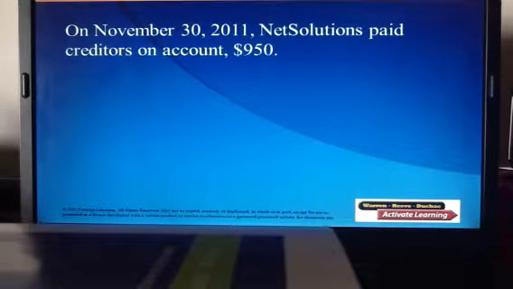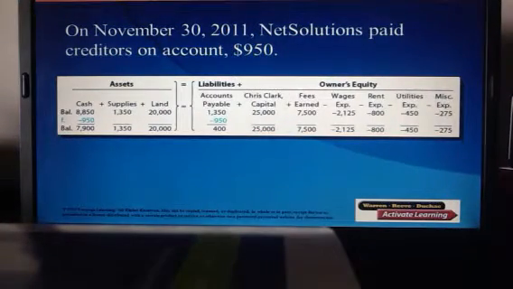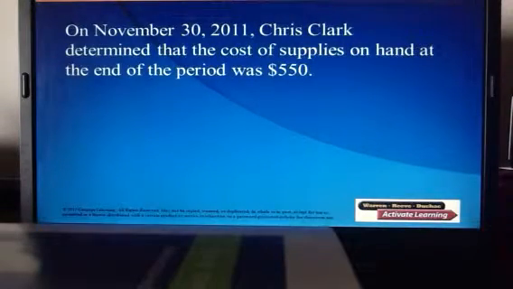Next, on November 30th, Net Solutions paid creditors on account $950. Notice we had owed $1,350 on accounts payable. Now we're going to pay $950 of that. So cash goes down $950 and accounts payable goes down $950, and you can see now that we still owe $400.